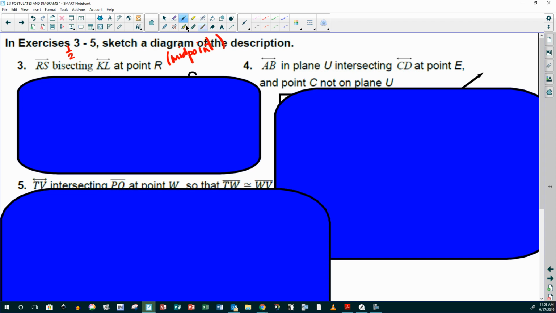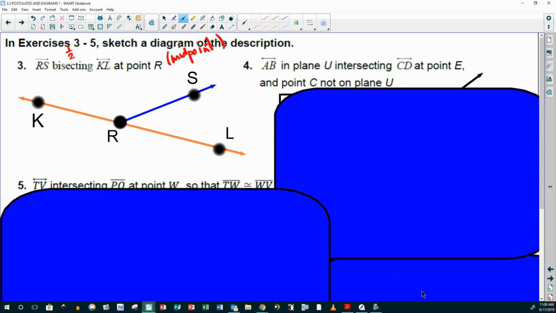So then that would look like this. Here's line KL. R is the midpoint because it's been bisected. So that means that KR is congruent to RL. And then ray RS is a segment bisector.